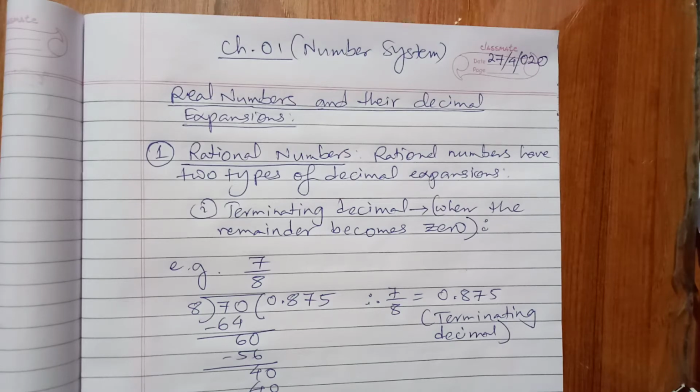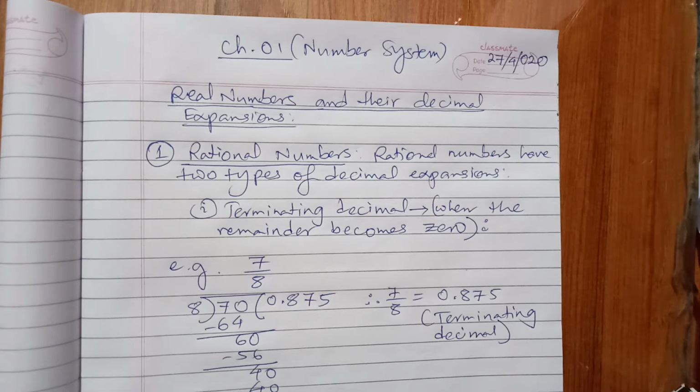Hello children, today we are going to study the real numbers and their decimal expansions. Now you see, last class you got the concept of real numbers. Real numbers consist of two parts, two opposite parts combining. One part is called rational numbers and the other, opposite to rational numbers, is called irrational numbers.